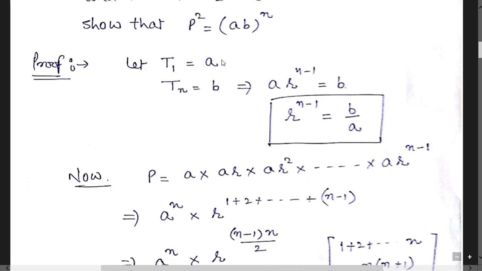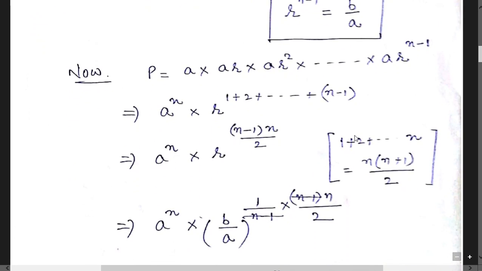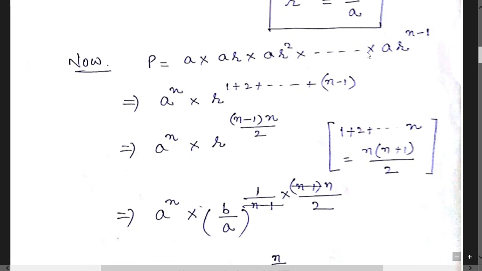First term is given to you, T1 is equal to A and nth term is B. If nth term is B, it means I can write A r raised to power n minus 1 is equal to B and r raised to power n minus 1 is equal to B over A. Now what about the product of the terms? It's A, AR, AR square up to so on AR raised to power n minus 1. It means A raised to power n can be separated out and powers can be added.